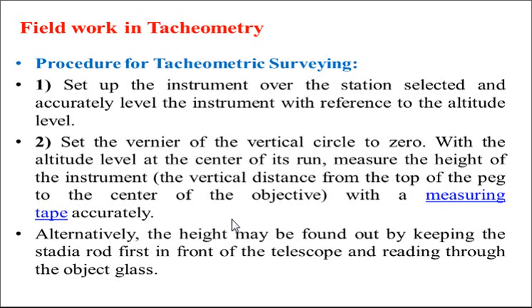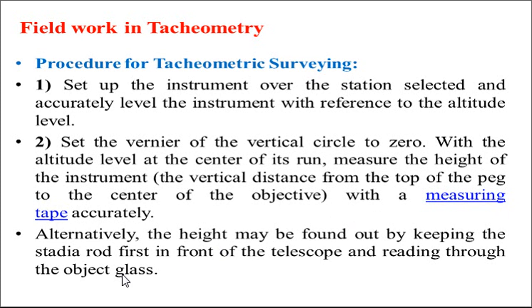Fieldwork in tachometry. Procedure. First of all, set up the instrument over the selected station and accurately level the instrument with reference to the altitude bubble. Whatever leveling procedure we have studied, the same procedure we have to use here. Second, set the vernier of the vertical circle to 0 with the altitude level at the center of its run. Measure the height of the instrument, the vertical distance from the top of the peg to the center of the objective, accurately with a measuring tape.